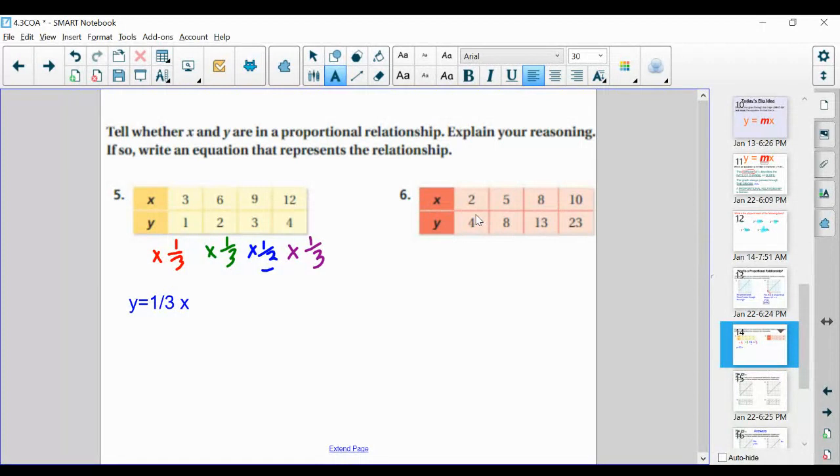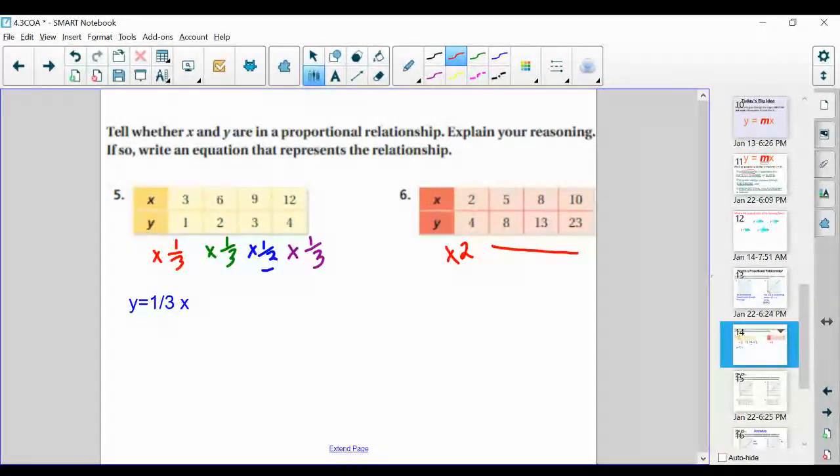Let's look at number 6. Do we have a proportional relationship? Well, in order for us to do that, we have to find a number that we multiply our x by to get our y. Well, how do we multiply 2 to get 4? Yeah, by 2. Now, in order for this to be proportional, it has to happen every single time. Well, how do we multiply 5 to get 8? Is that by 2? No, it is not. So this is not going to be proportional.